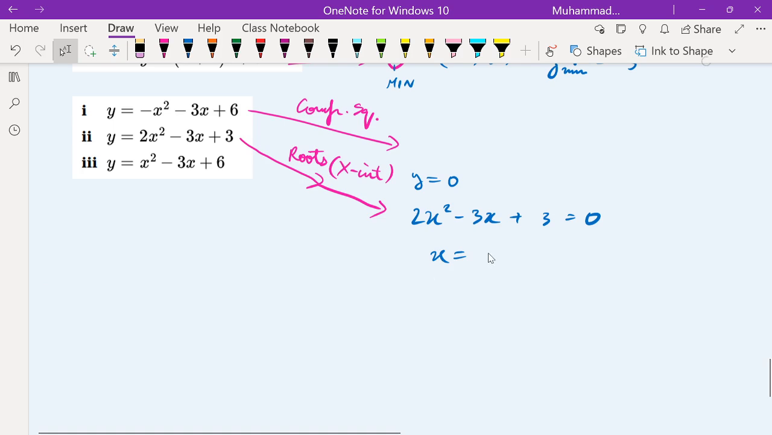giving you, oh, out of nowhere we got imaginary roots. That means it doesn't cross the x-axis. There are no real roots around. Okay, no real roots in this case.